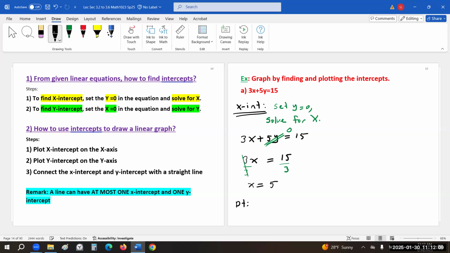But they want it in point format. So what is our point for x equals 5? X is 5 and y is 0. Easy, right? You just have to remember your steps. Set the other variable to 0, or get rid of the other variable, and solve for whatever you're looking for. In the next one, you're looking for the y-intercept. So you're going to do the opposite. Set x to be 0 and we want to solve for y.